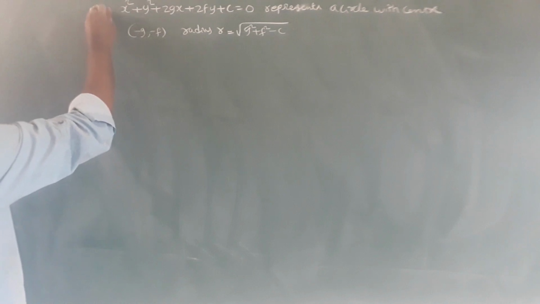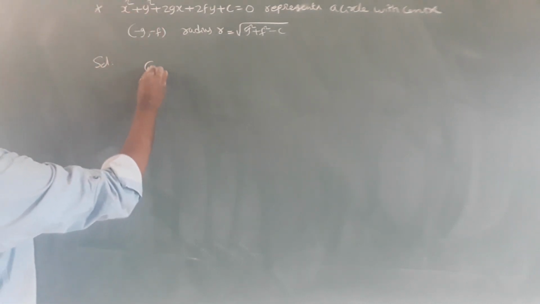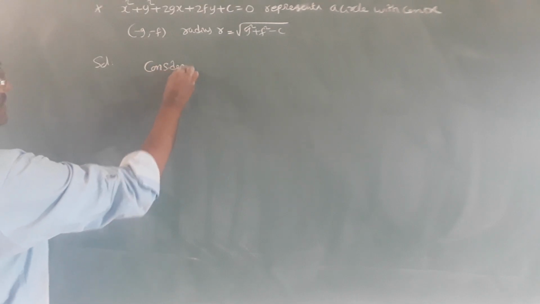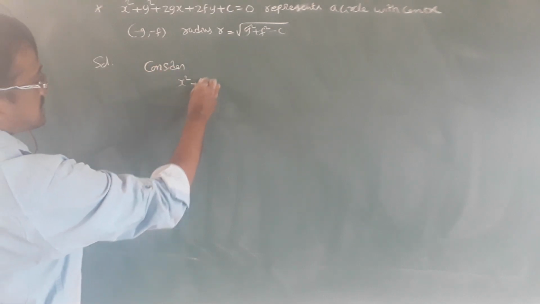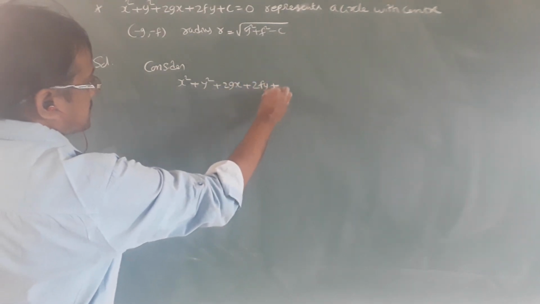Now we have to show that this equation represents a circle. Let us consider this equation: x square plus y square plus 2gx plus 2fy plus c is equal to 0.